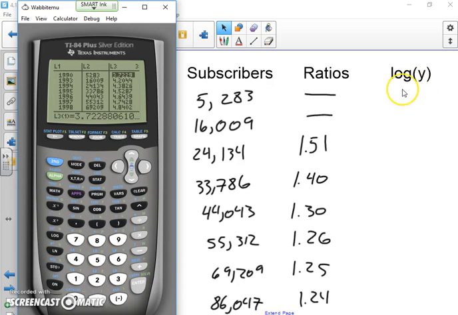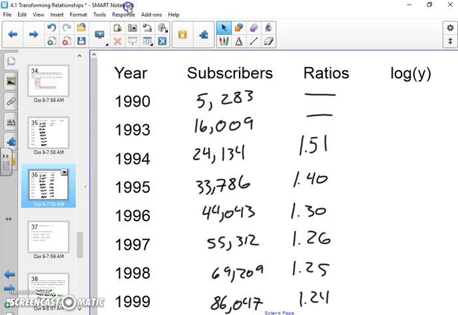Now, this log of y, this is my new observed value. So for example, if I need to do a least squares regression line, it's going to relate to this information here. This is going to be the observed. The least squares regression line would give me the predicted value. Now, I do want to calculate a least squares regression line, which is going to be somewhere down the line.